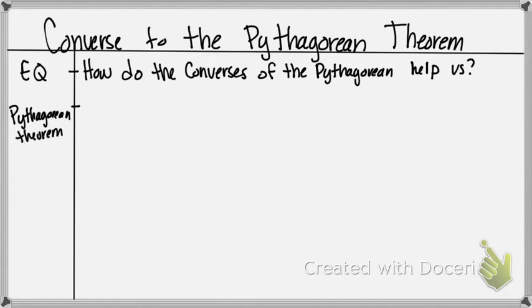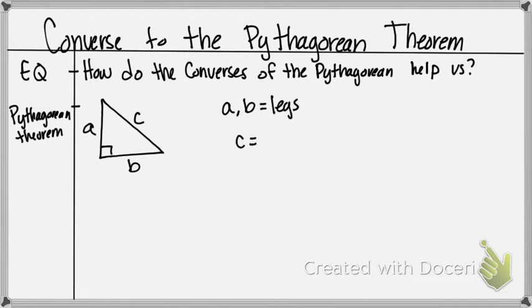Last week we found out that the Pythagorean theorem is a type of formula that is only used in right triangles. If we have a right triangle just like this, we have our A and B, which are the legs. C is always the hypotenuse. A and B are always the shorter lengths, which are the legs, and C is always the longest length, which is the hypotenuse. Together we can put them into this formula: A squared plus B squared equals C squared.